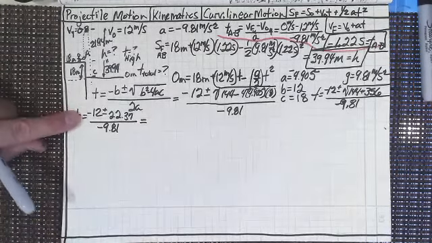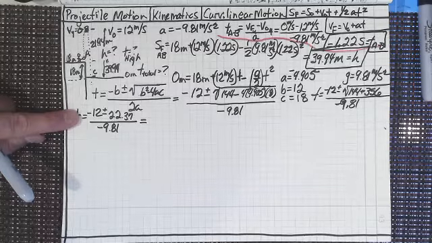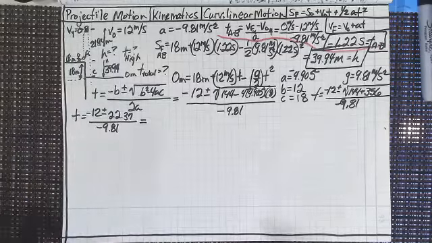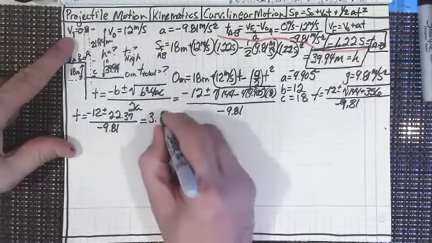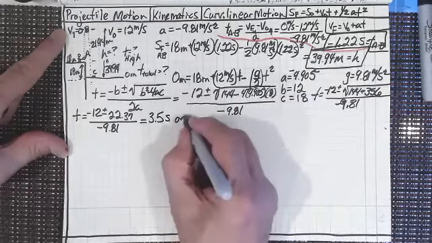All right, so let's figure out what our two roots of that equation are. I've got minus 12 minus 22.37. That gives me minus 34.37, right? Divided by minus 9.81. And that gives me 3.5 seconds.